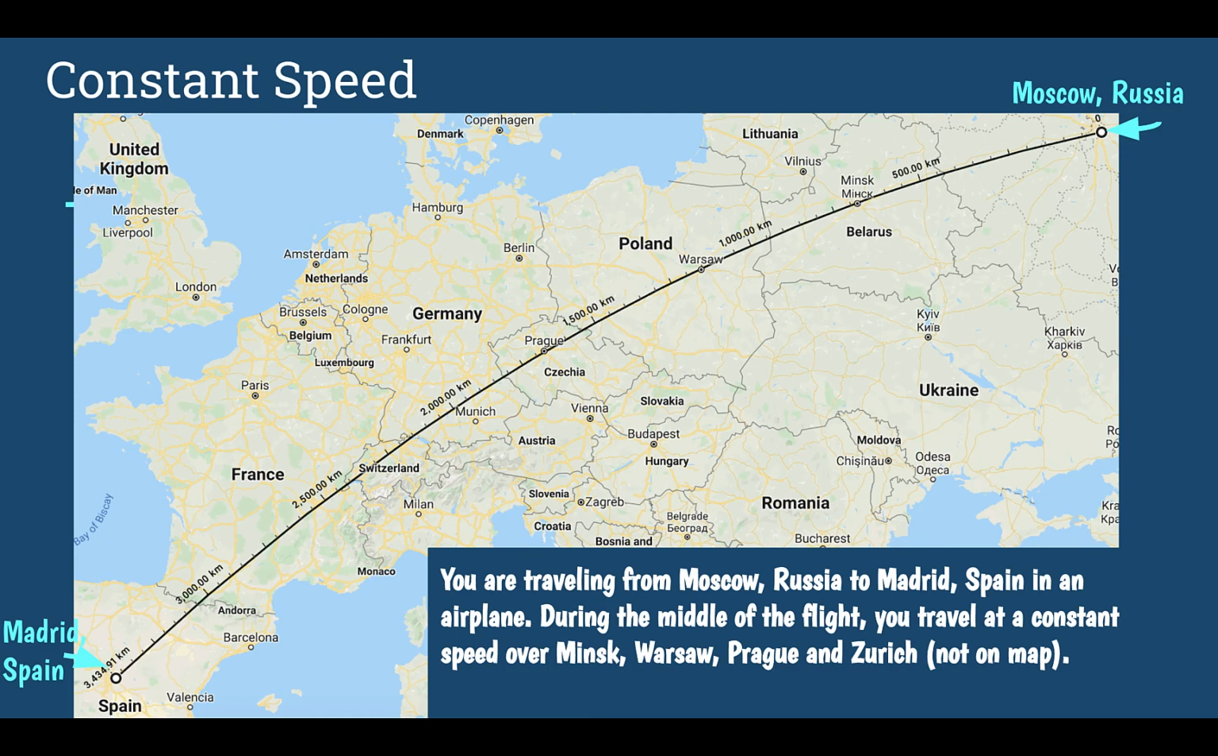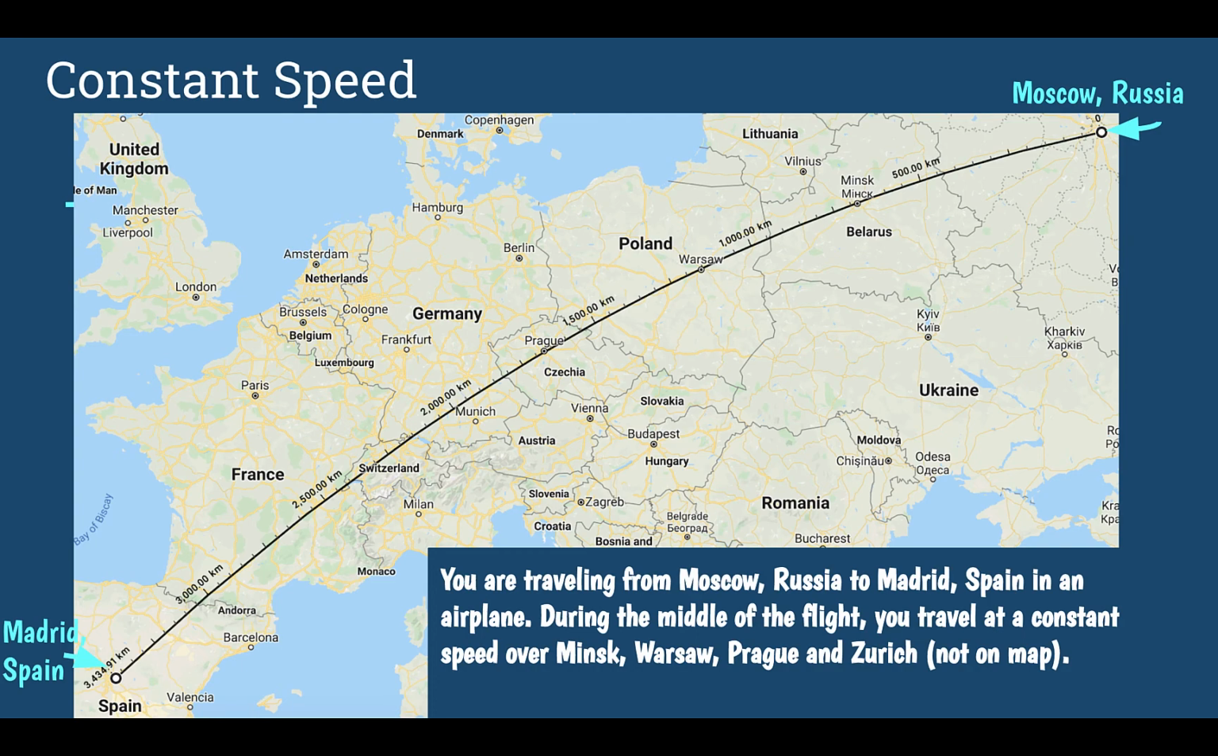So now, for this, let's look at constant speed as a proportional relationship. So constant speed is proportional. As you travel, if you're going at the same speed, you end up moving the same distance every time you go that same amount of time.